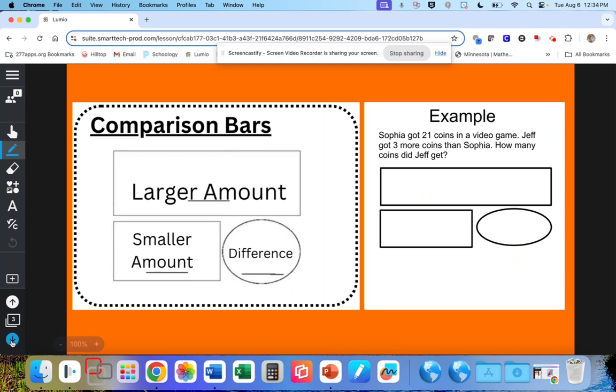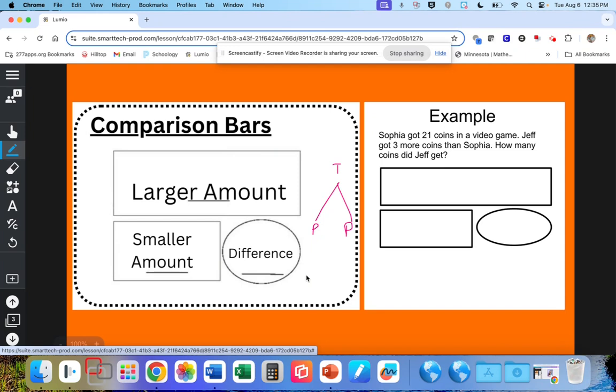The next type of problem that we have are called comparison problems. We can use comparison bars to set up our information, where this is really just like a math mountain again, where our total amount, or in this case, our larger amount, is on the top. Our smaller amount is one of the parts on the bottom, and our difference amount is a part on the bottom. So we can set this up by using our comparison bars.